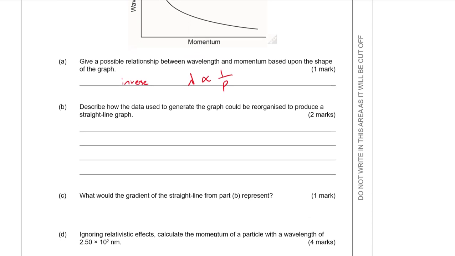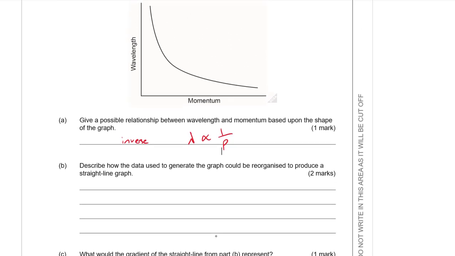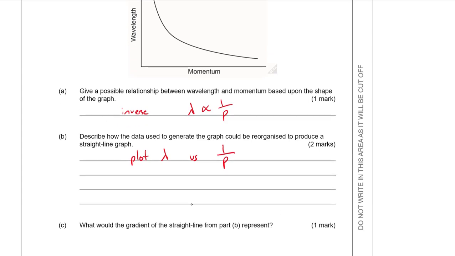For part B, describe how the data used to generate the graph could be reorganized to produce a straight line graph. So if I'm saying that the wavelength is inversely proportional to the momentum, then if I plot that wavelength versus 1 on momentum, I would expect to get a straight line graph. And that's all they're really asking for in that particular question.